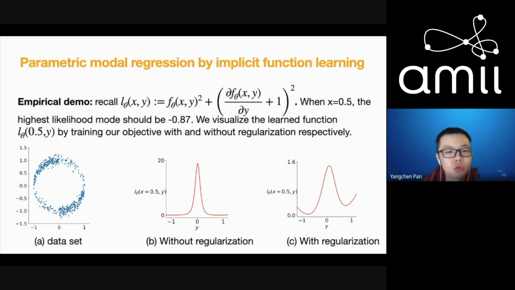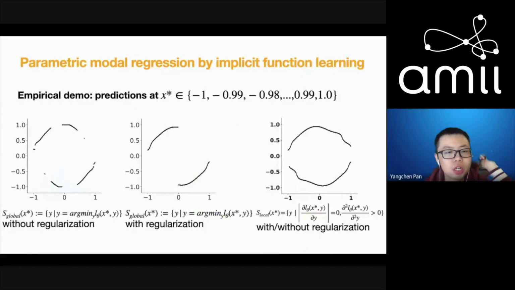So we visualize the loss after training with and without regularization when x equals 0.5. When x is equal to 0.5, the high likelihood mode should be negative. And you can see that without using the regularization, the loss function cannot help us identify high and low likelihood. The two modes seem to have the same loss. So when we try to predict the mode with highest likelihood, it will give us both the positive and negative one. But with regularization, we can see clearly that the negative mode has a smaller loss, so we will get this prediction.